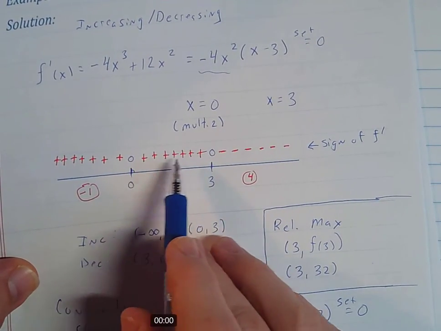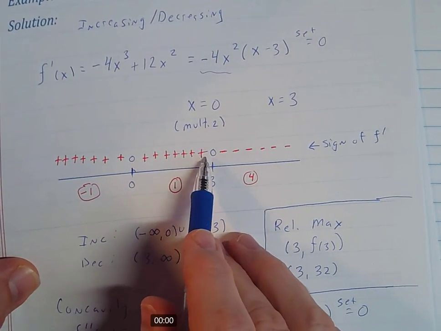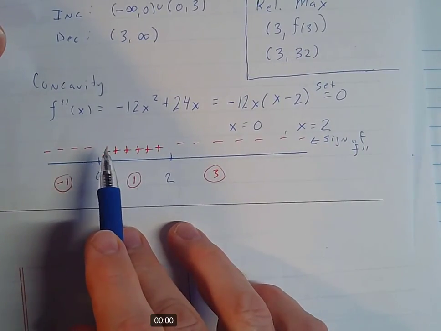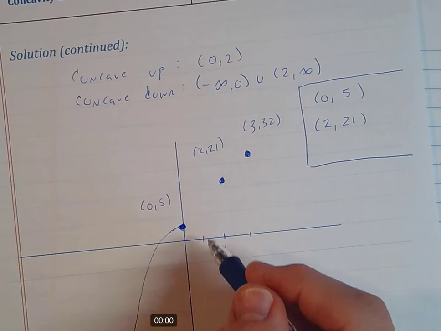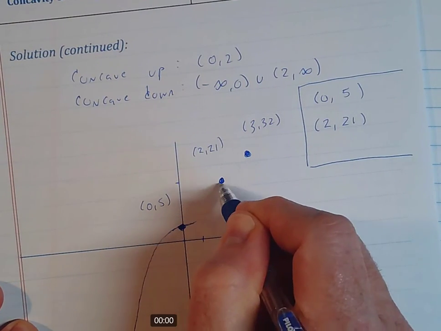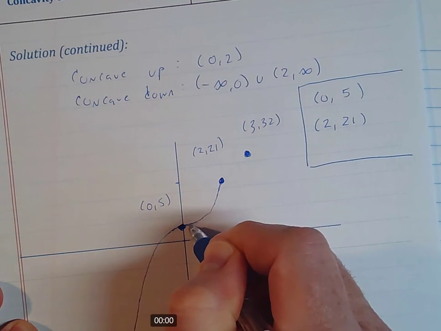Right after 0, it is still increasing, and it's going to continue to increase until I hit 3. But it's only concave up between 0 and 2. So it's going to start to smile at this point. It starts to be concave up until it hits this one right up here.